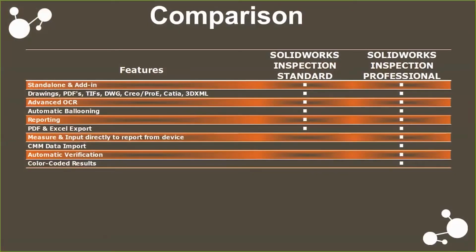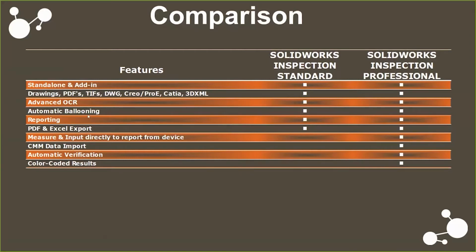Now, let's take a look at some of the flavors that SOLIDWORKS Inspection comes in. It comes in two: SOLIDWORKS Inspection Standard and SOLIDWORKS Inspection Professional. Both of these, I want you to take notice of this, notice right here where it says standalone and add-in. How the software works is there's an add-in that goes directly inside SOLIDWORKS, which we just saw. There's also a standalone portion of the software. That portion is generally used for PDFs or TIFF files, and it can also be used with DWGs, Creo files, CATIA files, and 3D XML. We'll see some examples of that in just a few minutes.